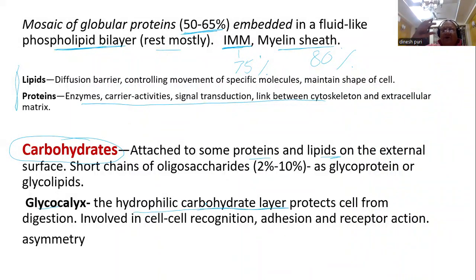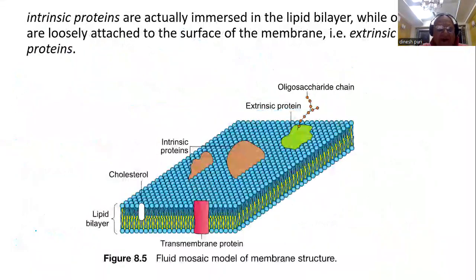Now their functions: they form a protective layer, protecting the cell from digestion, and are involved in cell-cell recognition, adhesion, and receptor action. And finally, they impart asymmetry to the membrane. This again we'll be talking about later. Fluidity, asymmetry, we'll be talking about later on.